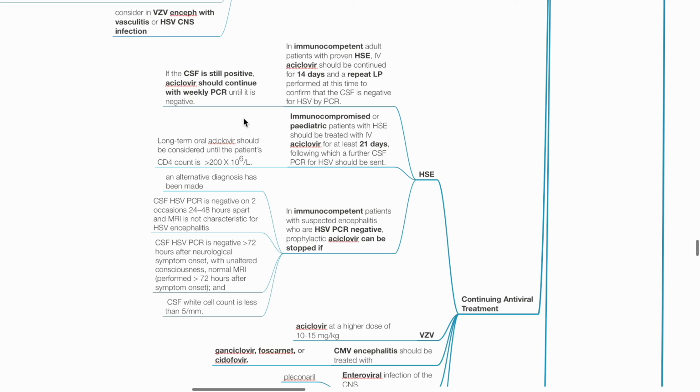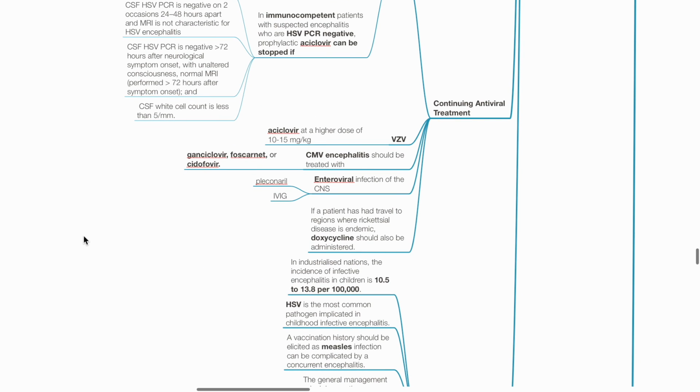For immunocompromised or pediatric patients with HSE, they should be treated with IV acyclovir for at least 21 days, following which a CSF PCR for HSV should be sent. Long-term oral acyclovir should be considered until the patient's CD4 count is more than 200. Treatment for VZV is acyclovir at a higher dose of 10 to 15 mg per kg. Treatment of CMV encephalitis includes ganciclovir, foscarnet or cidofovir. Enteroviral infection of CNS is treated with pleconazole or IVIG. Treatment of rickettsia is doxycycline.